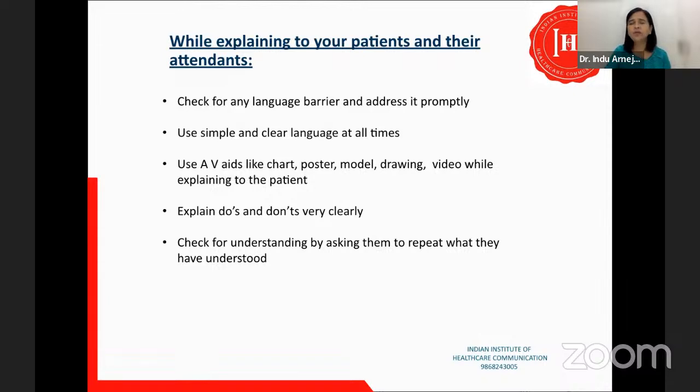Trust me, they will not be able to repeat more than 30 to 40% of what you have explained. But if you ask, you will get a very clear idea how clear you were in your explanation. And in case there's a gap, you can always fill in the gap. Now coming to the, yes, Nivedita, you wish to say something?